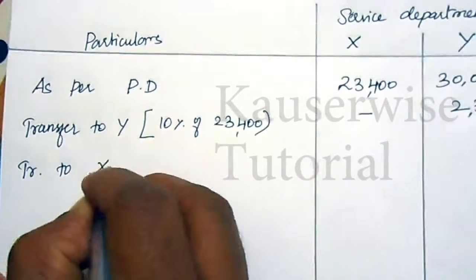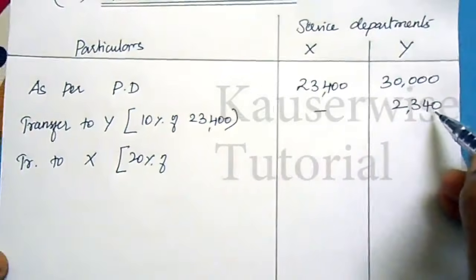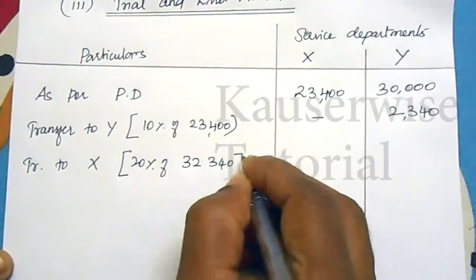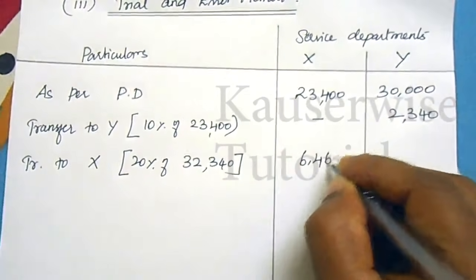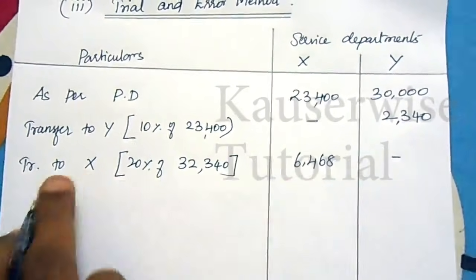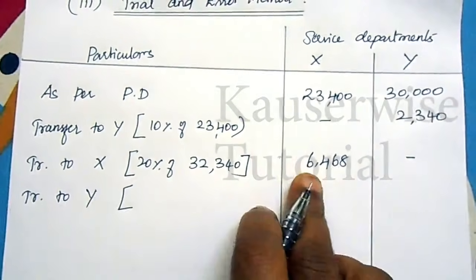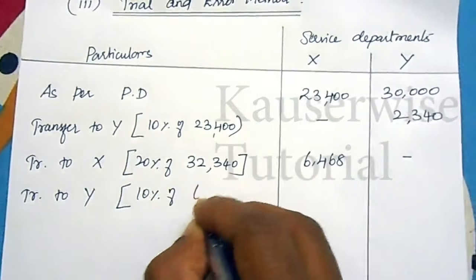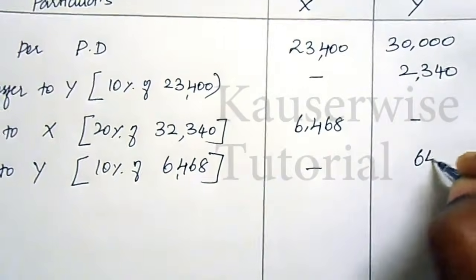Now the second step is expenses of Y is transferred to X at 20%. Transferred to X, 20% of what? 30,000 plus 2,340, so 32,340. 32,340 into 20%, 6,468 transferred to X. Now transferred to Y, 10% of 6,468.